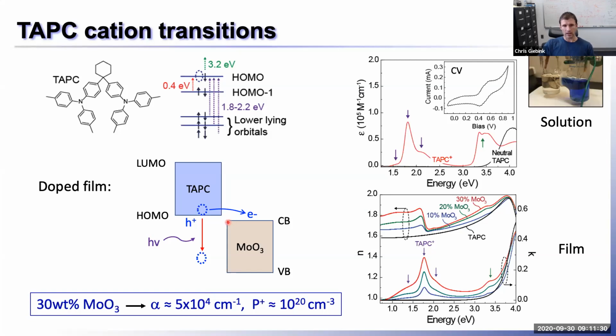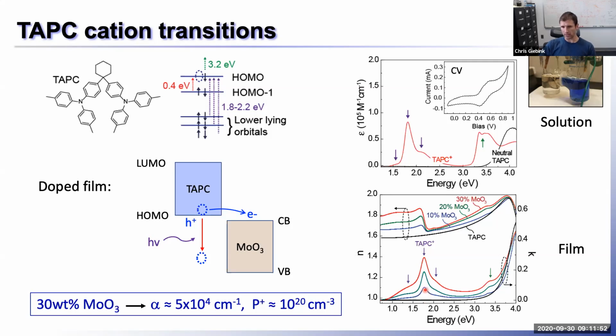It's got this very high electron affinity, so we can essentially rip an electron out of the HOMO of TAPC, leaving behind a hole. And the transitions in the purple arrow here are equivalent to the excitation of a hole downwards. So here, for example, is the ellipsometry of TAPC films with differing concentrations of moly oxide.